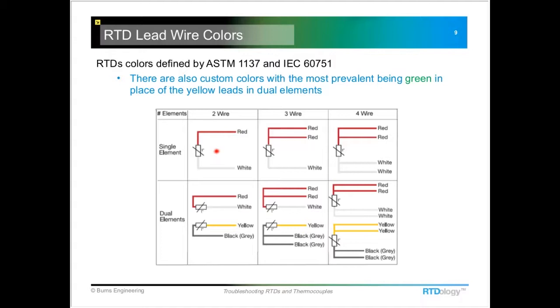If you do have a 2-wire setup and you want to eliminate the lead resistance, you have to measure the resistance in those leads and then somehow subtract it out, either as an offset in a transmitter or a controller or some other peripheral connected to that circuit. The other thing I didn't mention here is that some of the manufacturers use the green color instead of the yellow. So you're going to see a little bit of variation there.